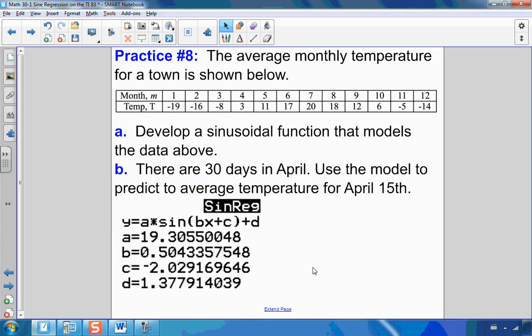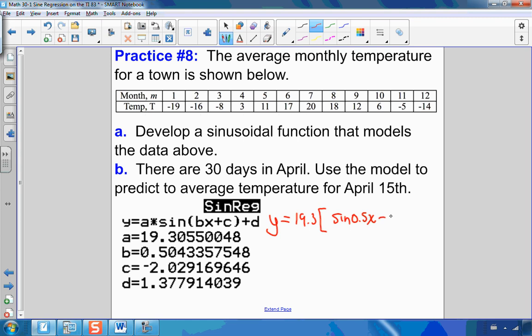Now remember that this form here is with the b unfactored. So I'm going to write 2 equations. So I'm going to have y equals a, we'll go 19.3, and then times sine of b, 0.5x plus c, well it's a minus 2.03, and then plus my d value of 1.4. Okay, so that's how the calculator does it.